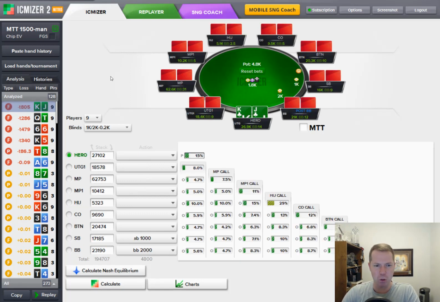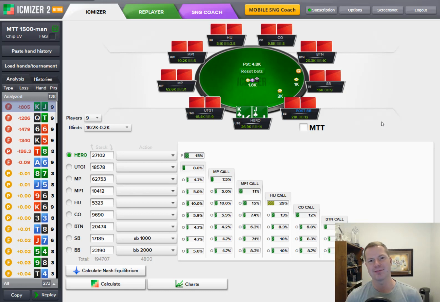In this hand, I folded, and ICMizer suggests a different play. Whenever you hover over the play that it suggests, as you see here, push with 15% of hands, you see King Jack suited is better than King 9 suited right there. So this should have been an all-in, under the gun, even though I am under the gun.